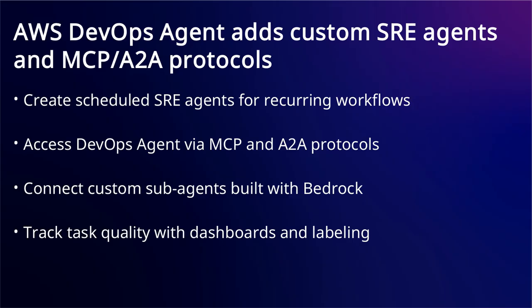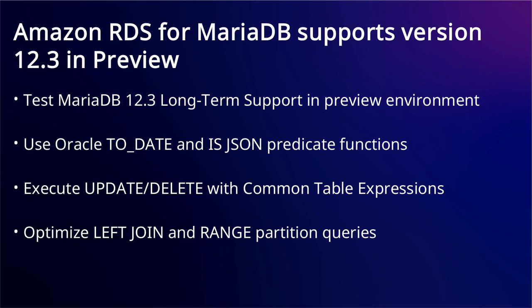You need to evaluate MariaDB 12.3 features before deploying them to production environments, but running tests on production infrastructure introduces risk and uncertainty about compatibility. You can now test MariaDB 12.3 long-term support in the Amazon RDS database preview environment, which provides a sandbox for application testing. You can use Oracle TO_DATE and IS_JSON predicate functions to improve compatibility and data validation.